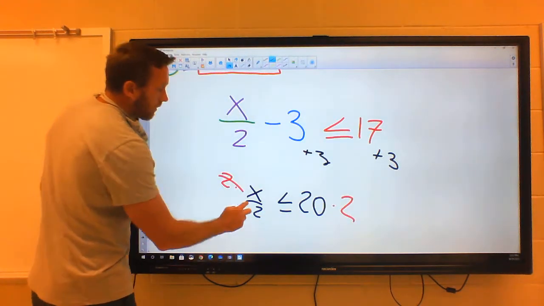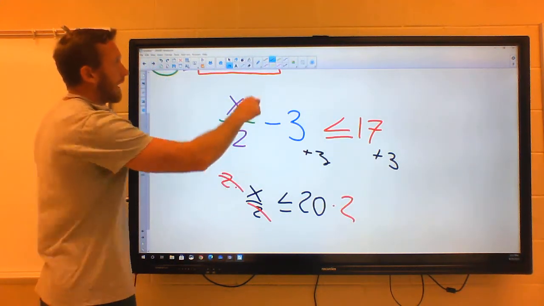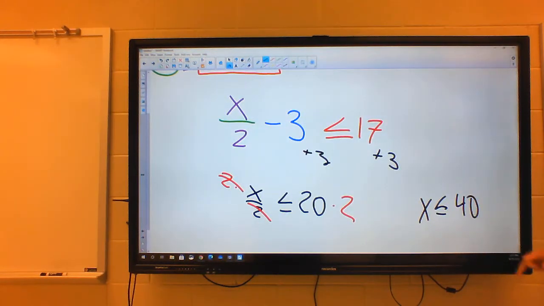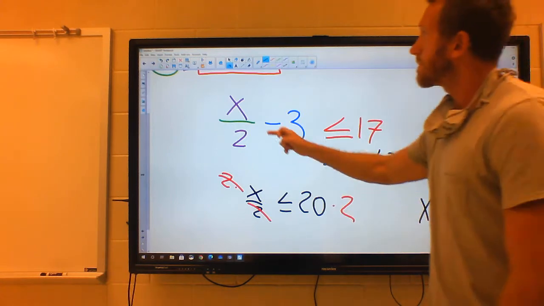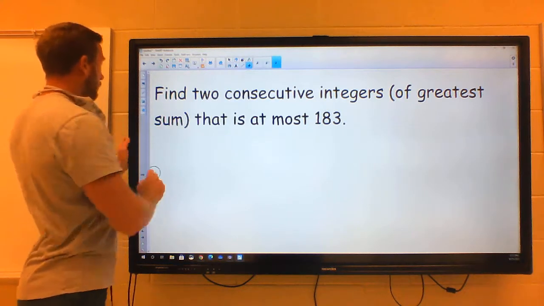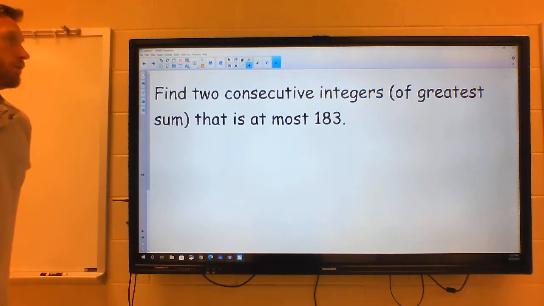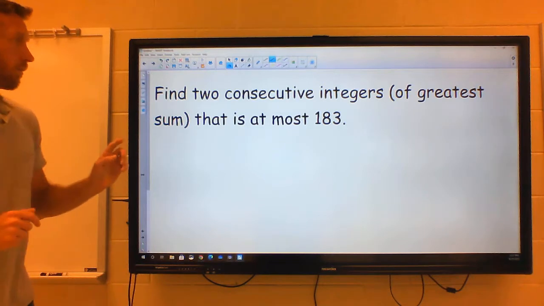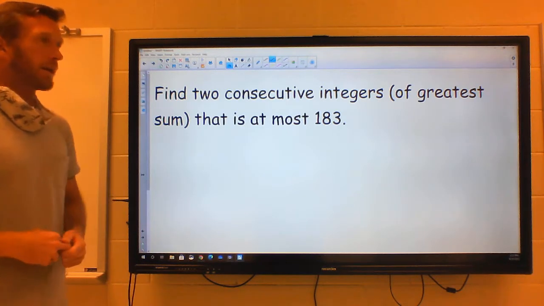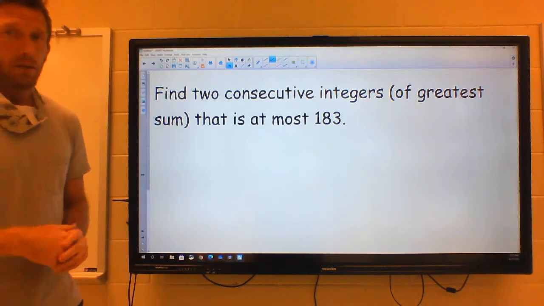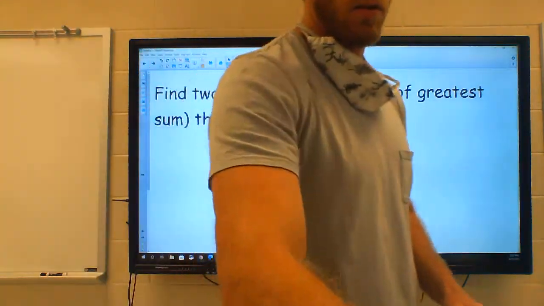Okay, so I'm going to multiply by 2 to each side, and I end up with the final statement: x is less than or equal to 40. Okay? All right, go ahead now and answer this one. Find 2 consecutive integers of greatest sum that is at most 183. We're not going to do this one as an Ed Puzzle. I want you to try to write it down right now and then work it out, and then I'll come back in and solve it.